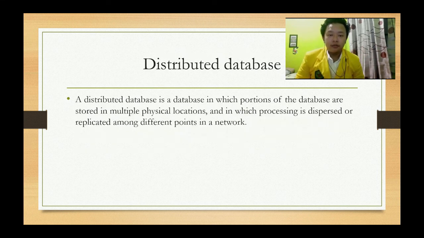And now we discuss about distributed database. A distributed database is a database in which portions of the database are stored in multiple physical locations, and in which processing is dispersed or replicated among different points in a network.